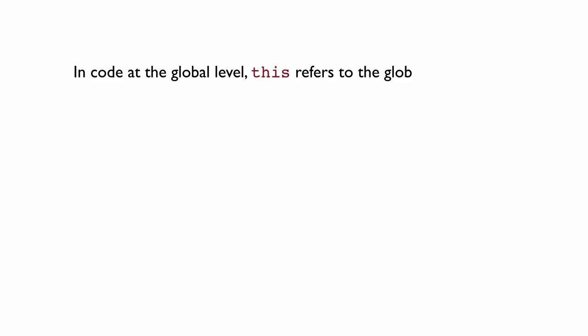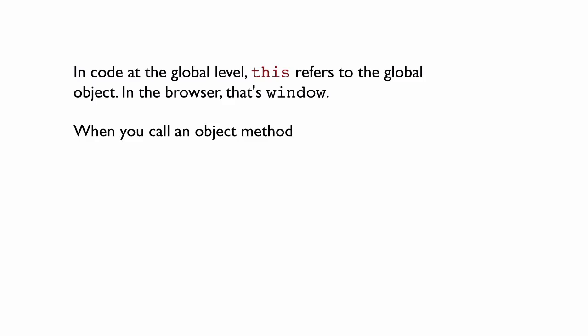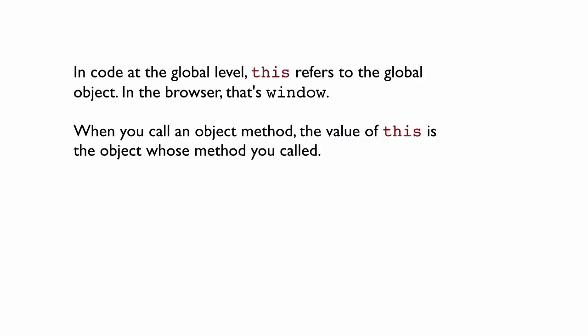First, whenever you're writing global code, that is, code at the top level, this refers to the global object, and in the browser, that's the window object. This rule also applies to the value of this in a function, unless you're calling the function as a method or you've explicitly changed the value of this using call or apply. Second, when you call an object method, this is the object whose method you called. And remember, this applies to event handlers on element objects too.